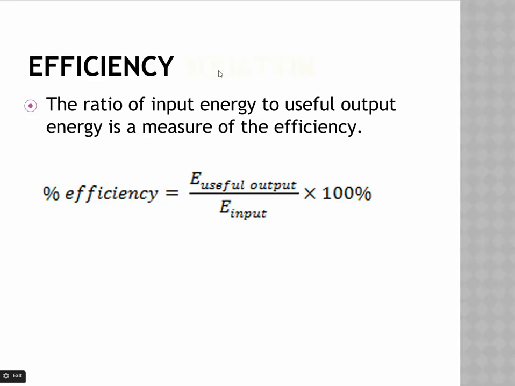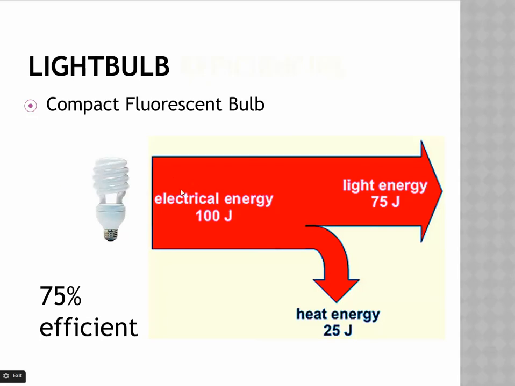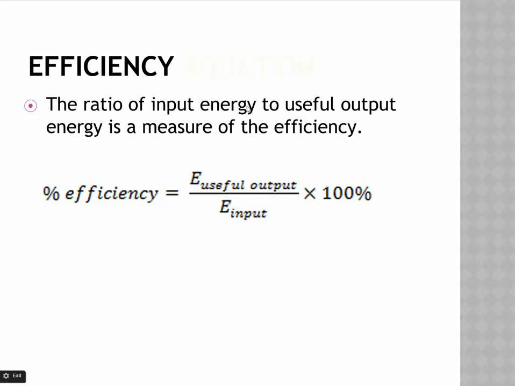So write this down. This says efficiency equation. The ratio of useful output energy to input energy is a measure of the efficiency. So that's what I said in the last slide. So what's useful output? Well, on the last slide, useful output said 75 joules. How much was input? 100 joules. 75 divided by 100 is 0.75 times 100, 75%. And that's how you calculate efficiency.